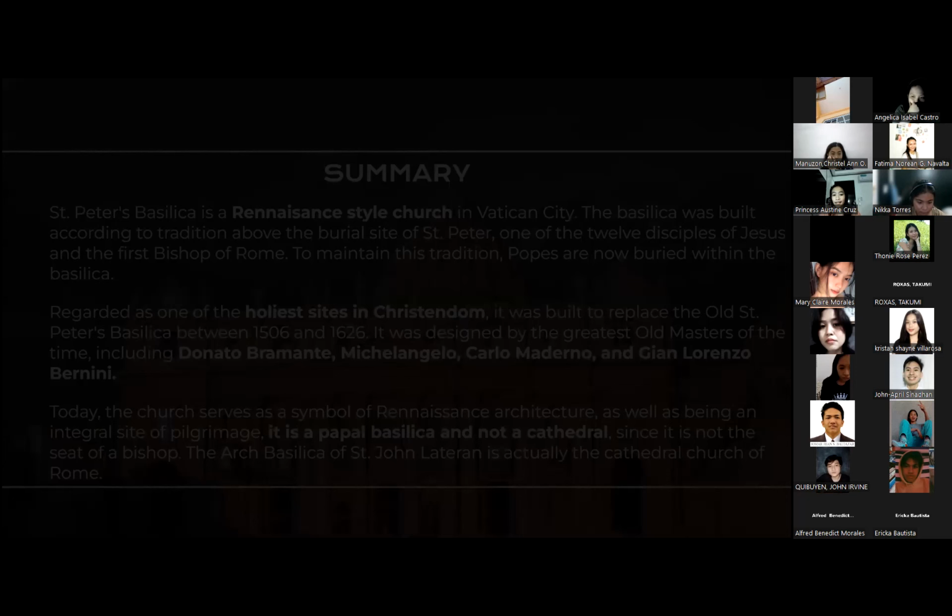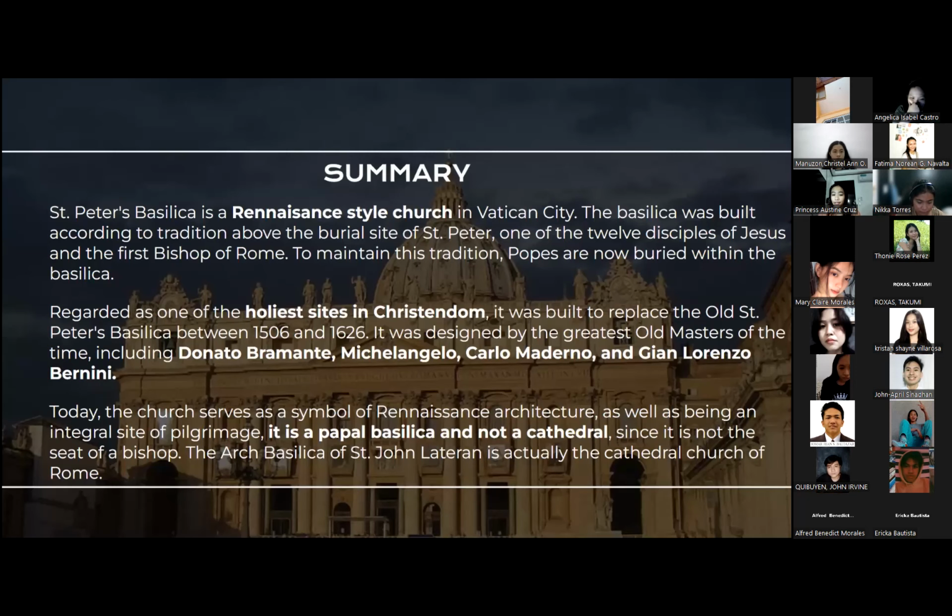St. Peter's Basilica is a Renaissance-style church in Vatican City. The basilica was built according to tradition above the burial site of St. Peter. So originally it was a tomb for St. Peter, one of the 12 disciples of Jesus and the first bishop of Rome. To maintain the tradition, popes are now buried within the basilica.